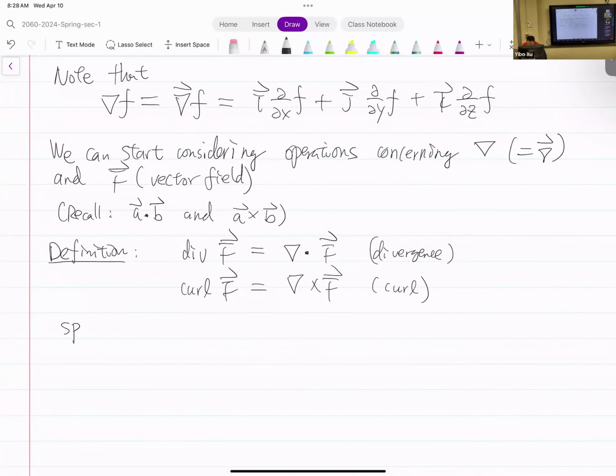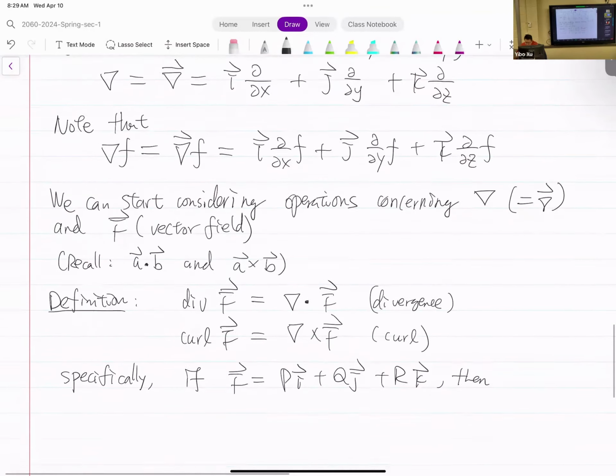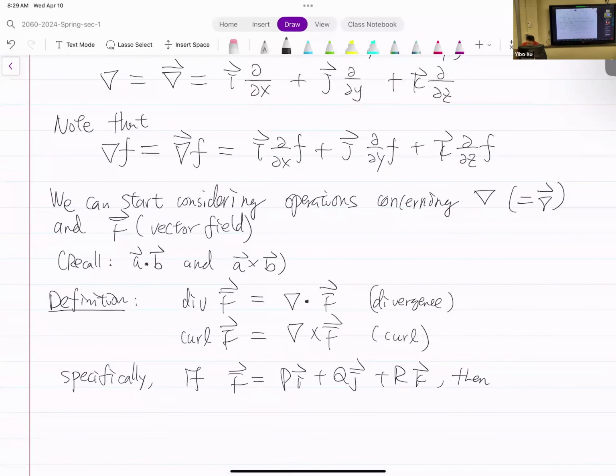Specifically, if F has P, Q, R as components, then we can write down everything more explicitly. So basically, what does it actually do?